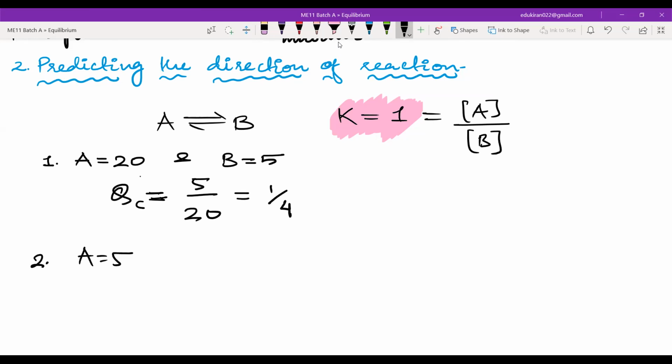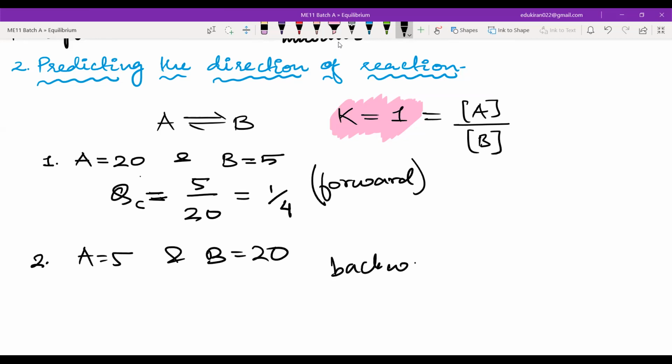Now in this case, what was happening? Forward reaction. Right? A was converted to B, forward. Now if I have B equal to 20, what will happen in this case? Backward reaction, yes or no? Yes, sir. We'll have backward reaction. And what is the QC? It is equal to 20 by 5, which is equal to 4. Correct? Yes or no? Yes, sir.